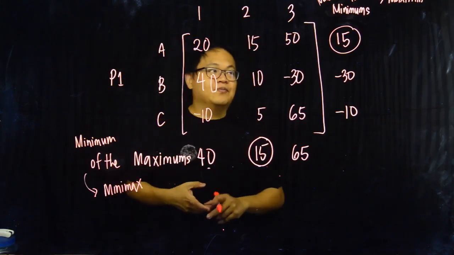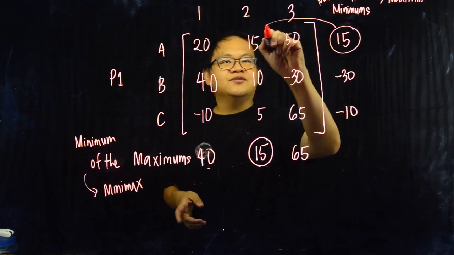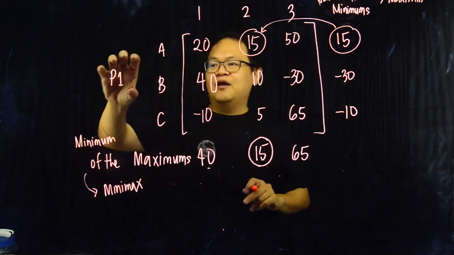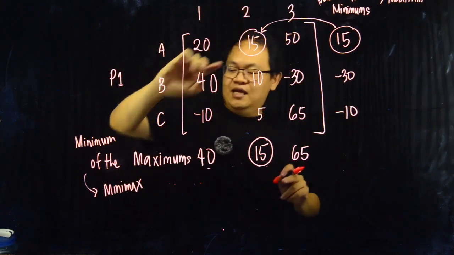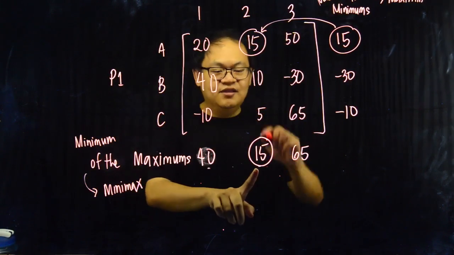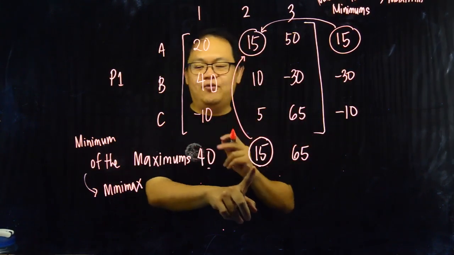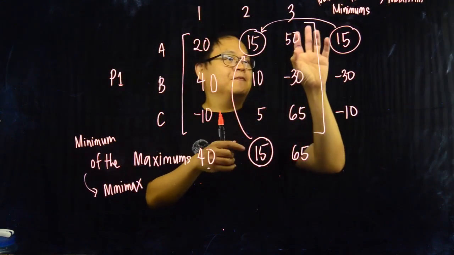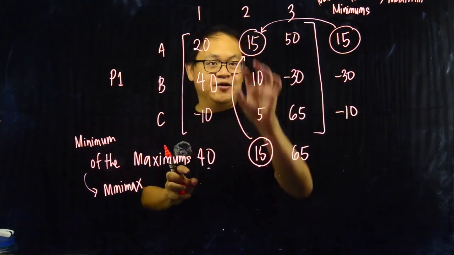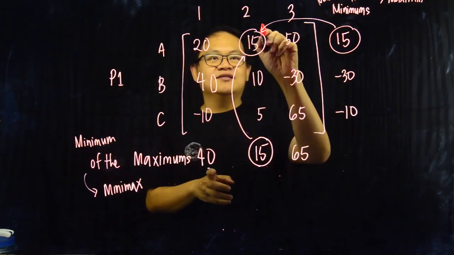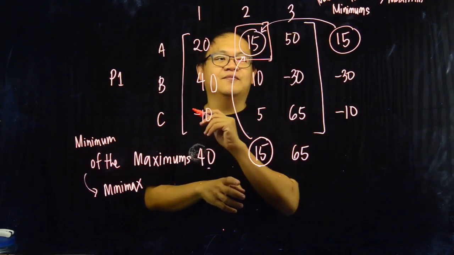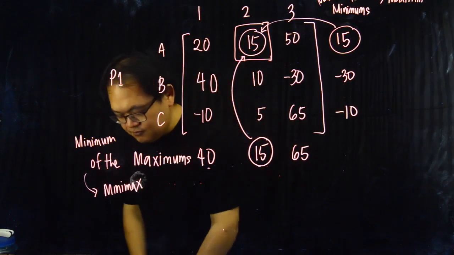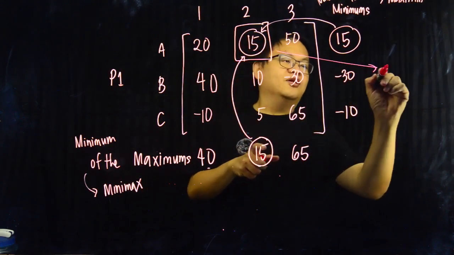Okay? This 15 actually points to this cell, where player 1 chooses A and player 2 chooses 2. This 15 also points to the same cell where player 1 chooses A and player 2 chooses 2. The maximin and the minimax agree. Therefore, this is your optimal solution. In fact, this is what we call a saddle point.